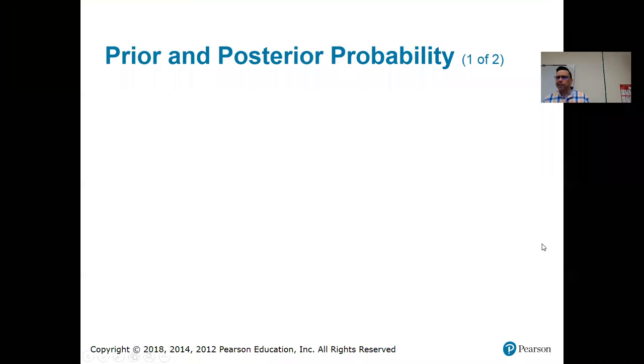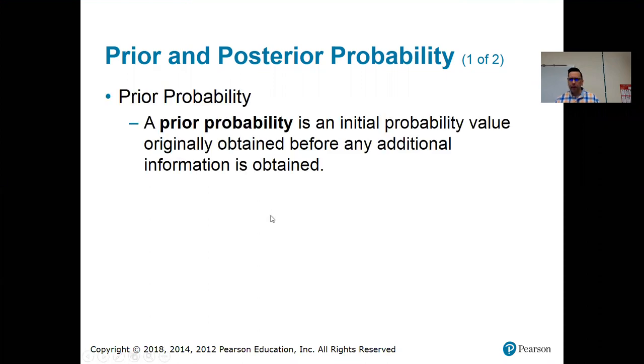That brings us to the end of 4.3. Your author does love his vocabulary. So this is another vocabulary term that I don't remember seeing in any other book. He likes to distinguish between prior and posterior probability. So let's talk about what that means.